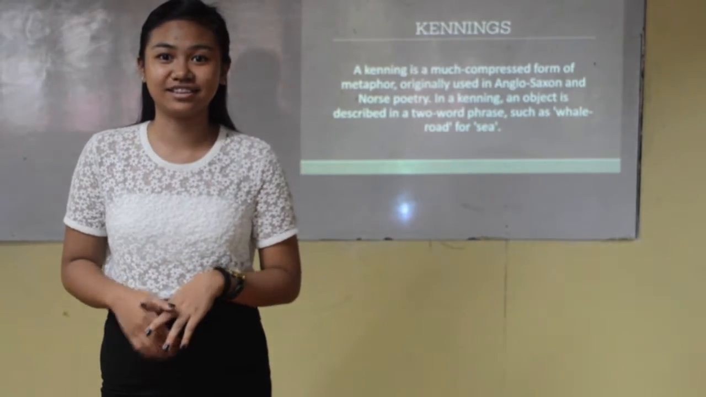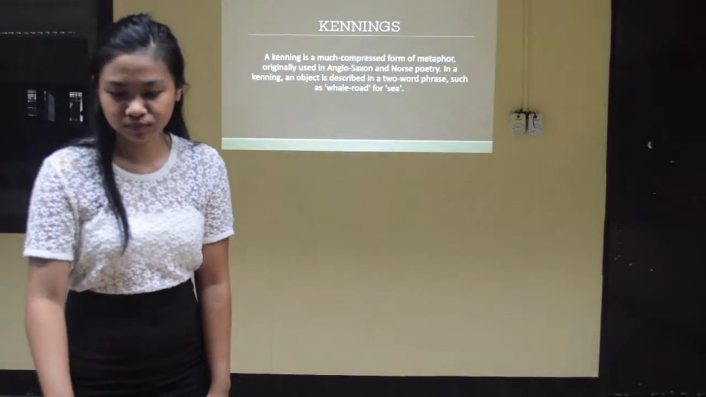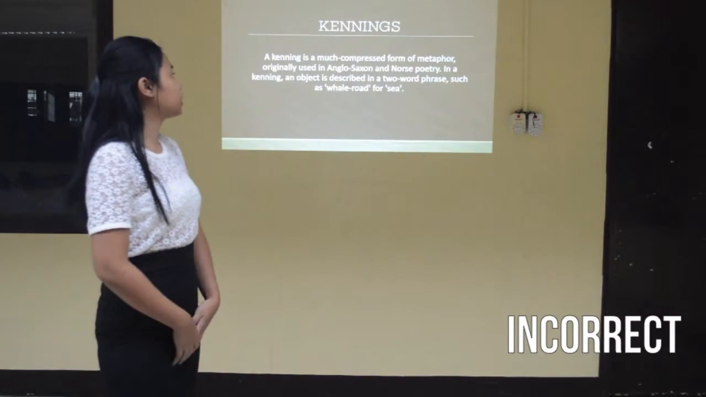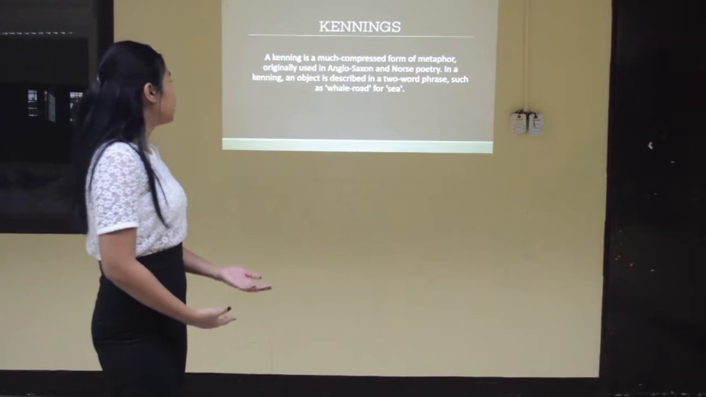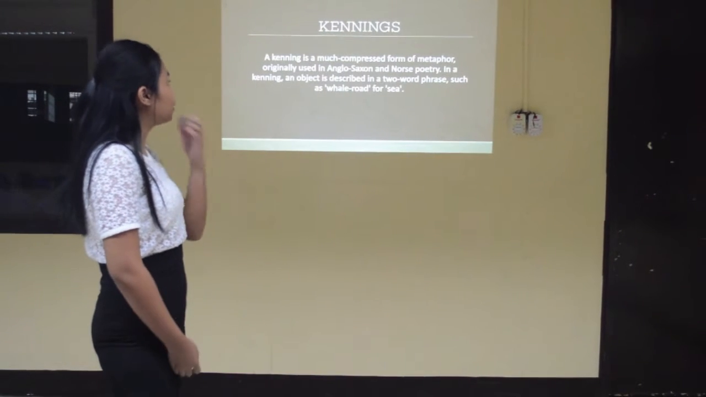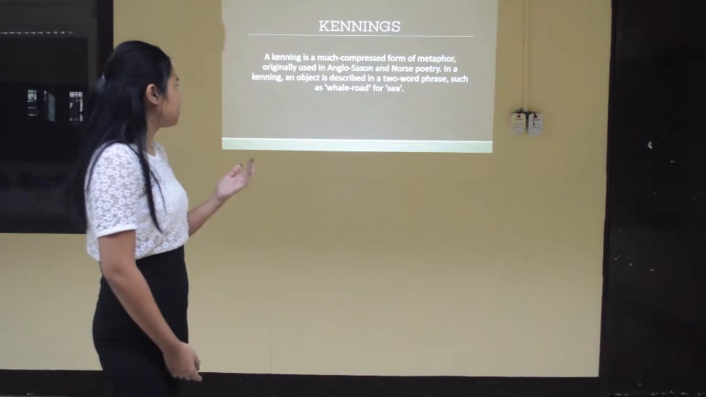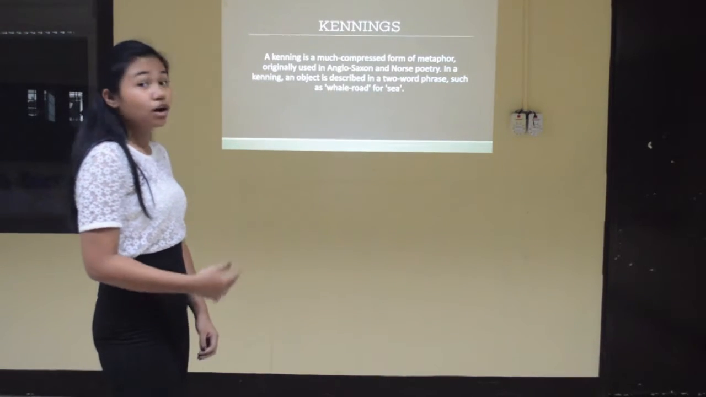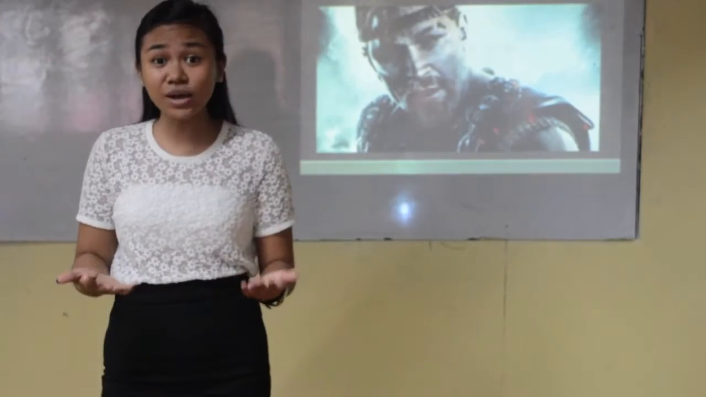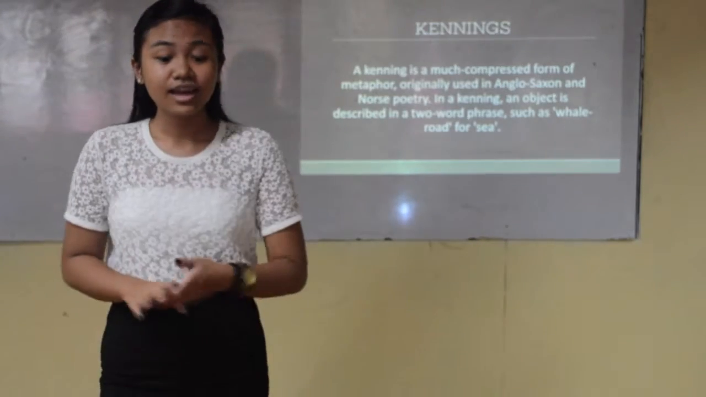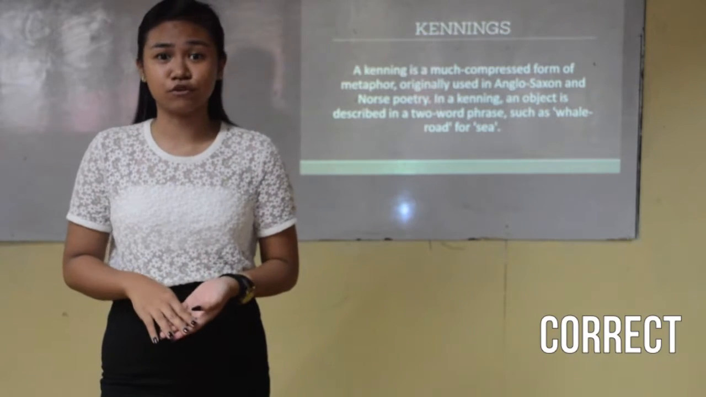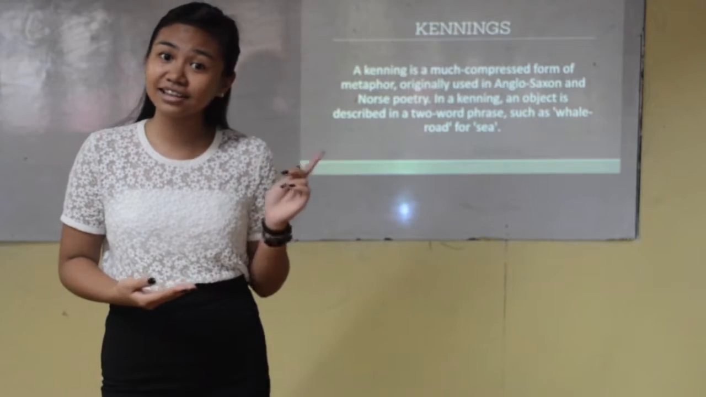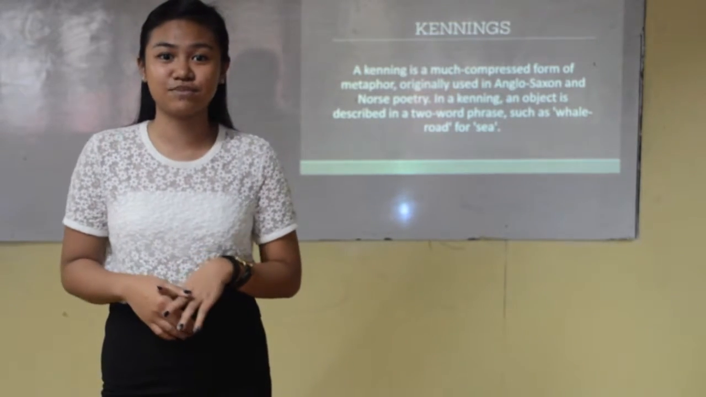Okay, so what are kennings? Kennings are a compressed form of metaphor, originally used in Anglo-Saxon and Norse poetry. In a kenning, an object is described in a two-word phrase such as "whale road" for sea. Okay, so what is a kenning? A kenning is another kind of metaphor. It describes an object in the form of a two-word phrase, and it is used in the Anglo-Saxon period.